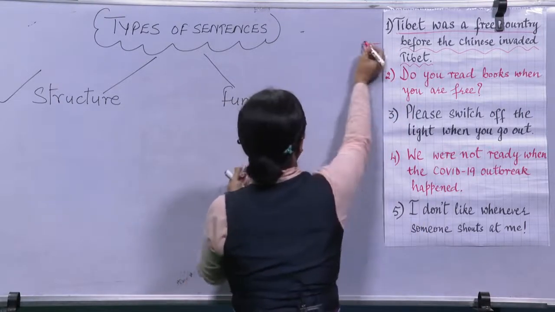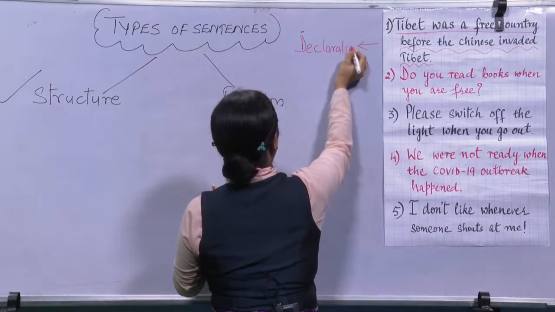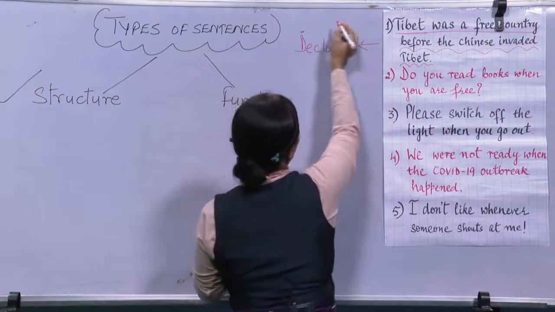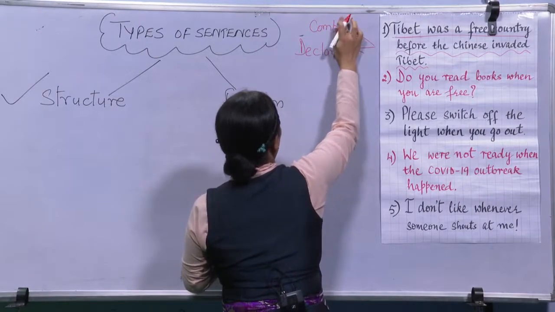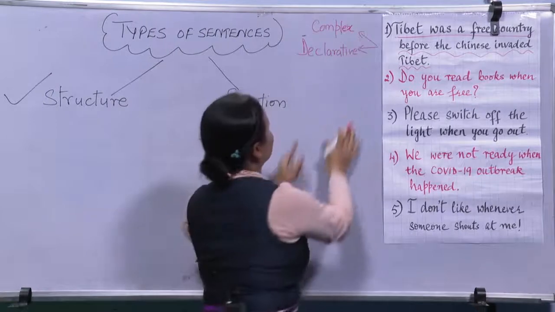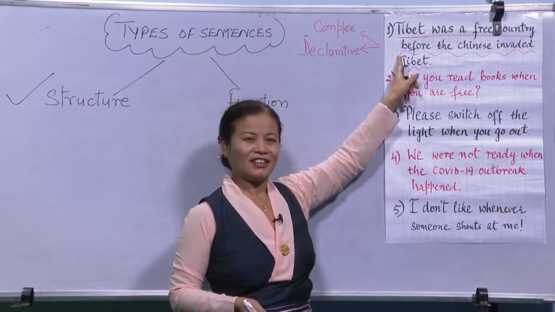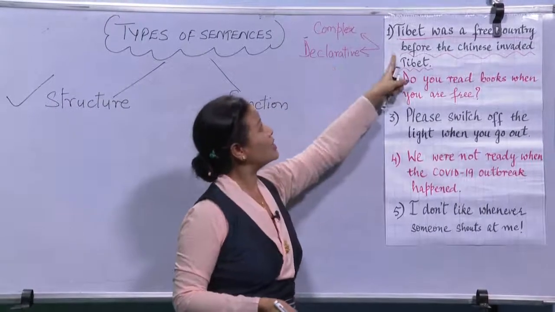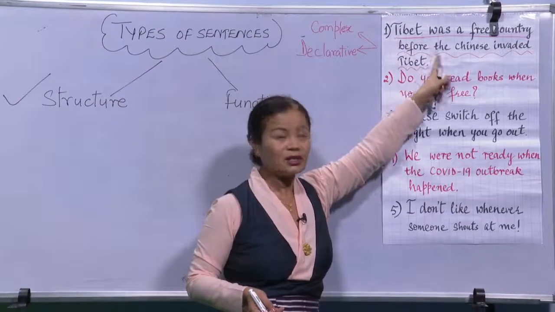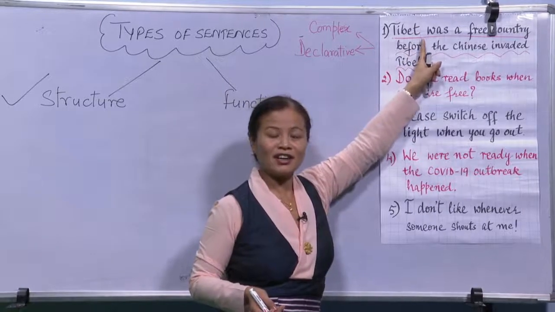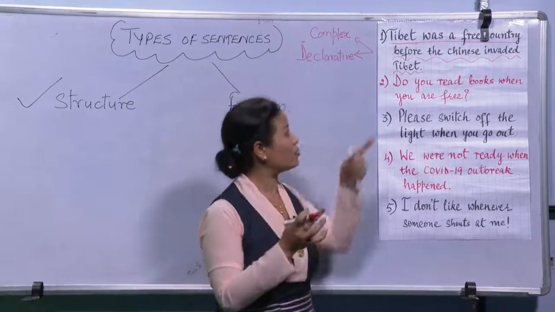So, this is functioning like a declarative sentence, and no wonder this is a complex sentence, right? Declarative complex sentence. Is it clear to you how this sentence is complex? Because you have a dependent clause and an independent clause in the sentence. And this is a declarative sentence because it's declaring something, it's making a statement.